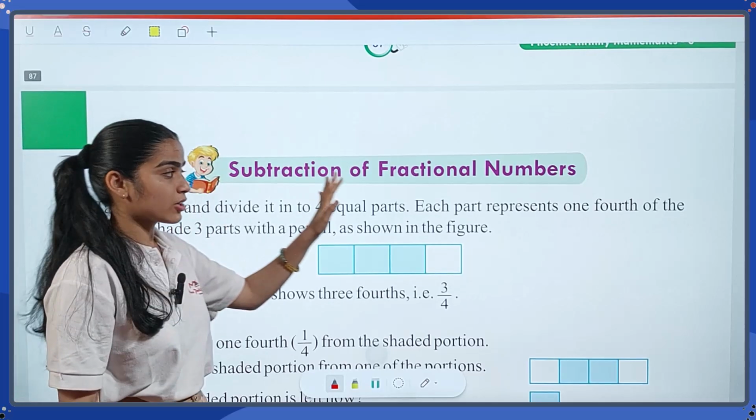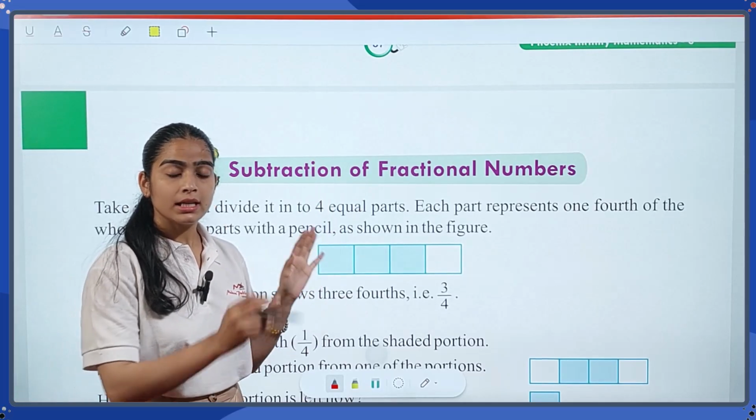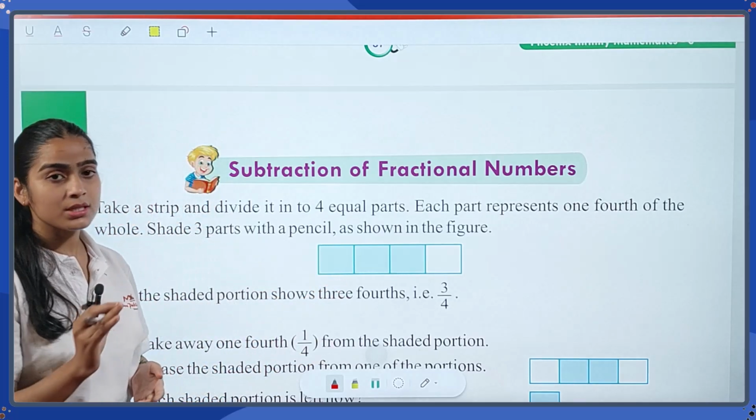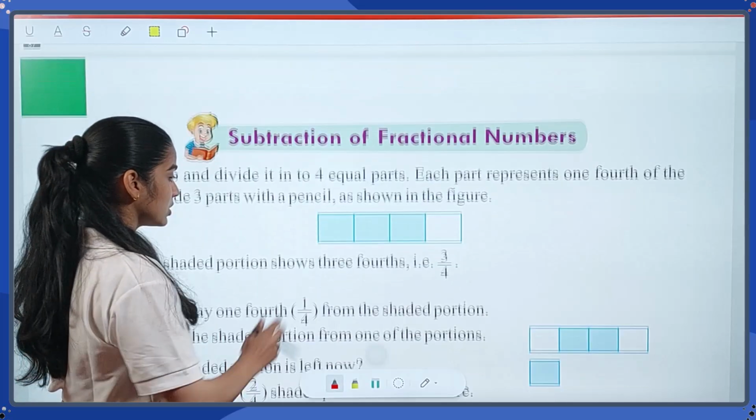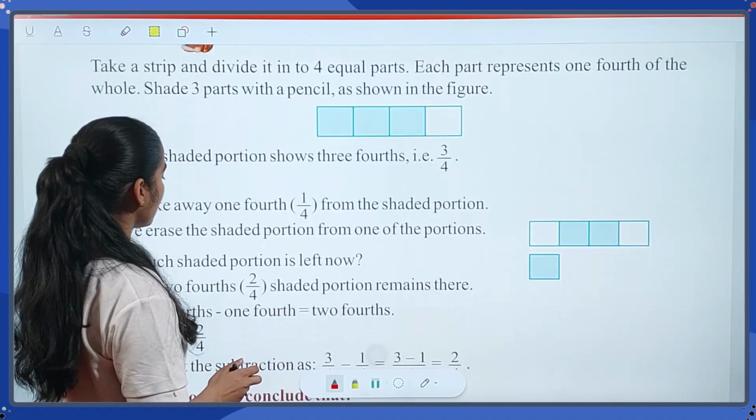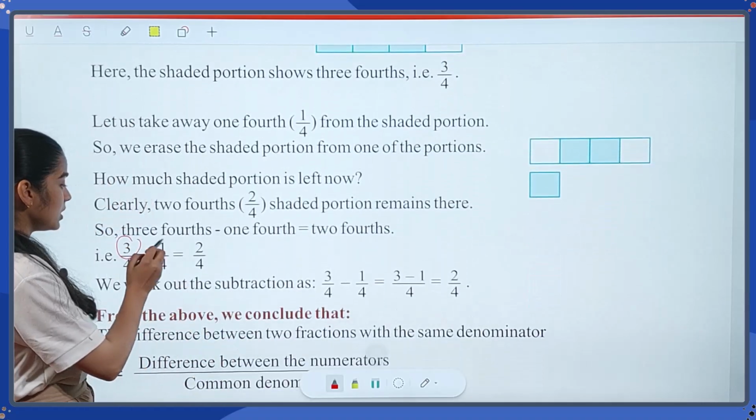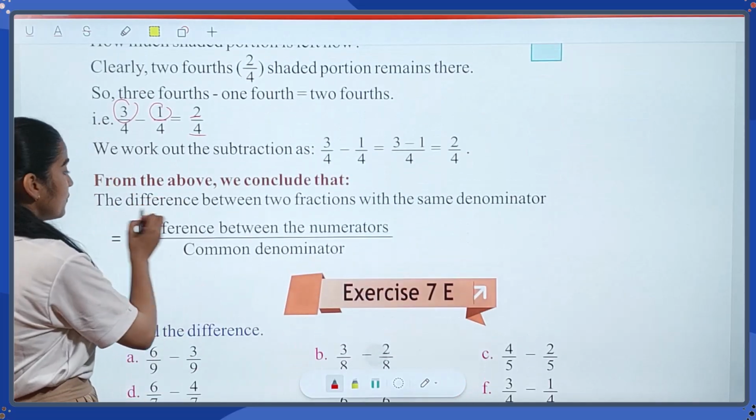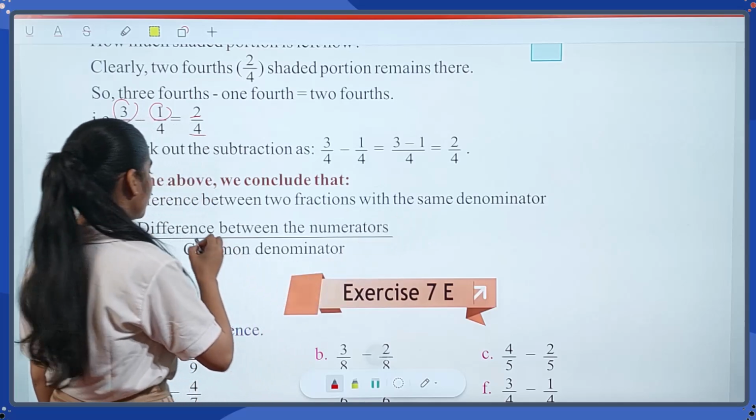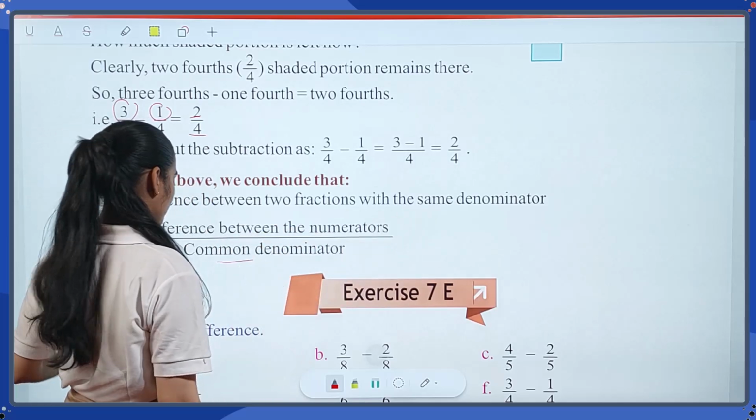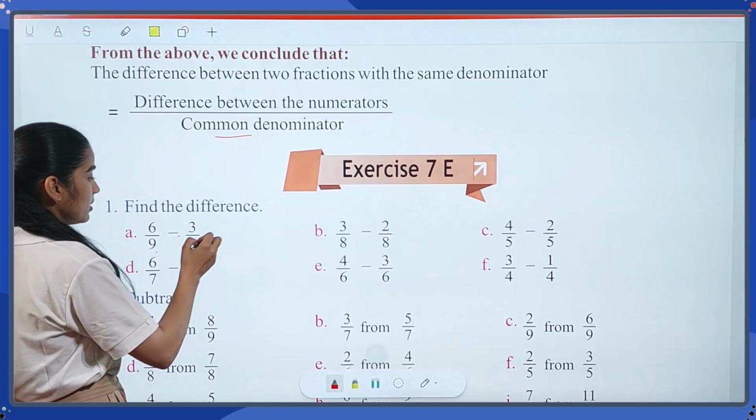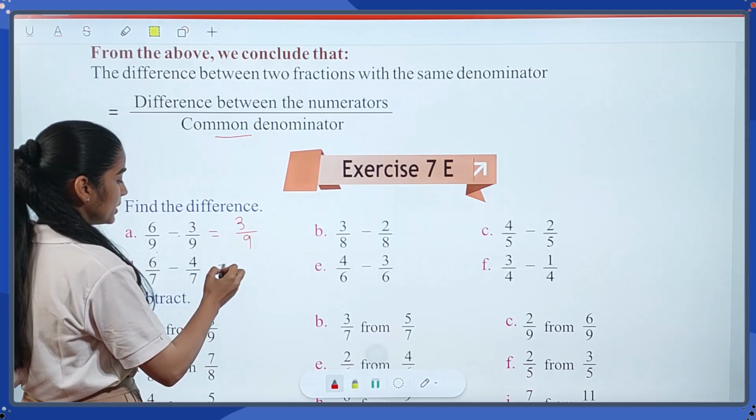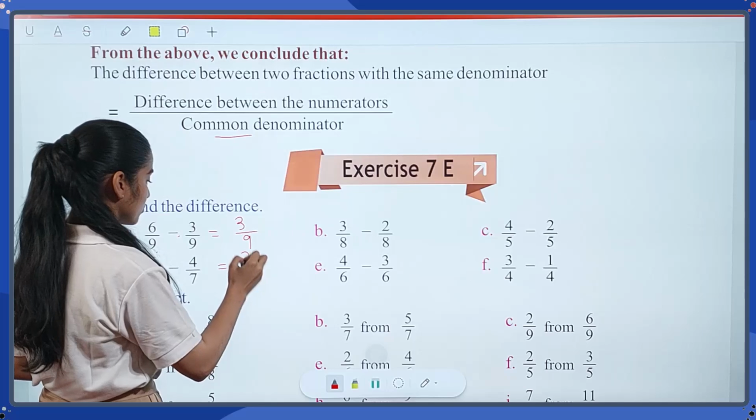Now subtraction of fractional numbers. The same process we applied in addition applies here. If we have the same denominator, we can just apply normal subtraction. So we have 3 by 4 and 1 by 4. 3 minus 1 is 2 and the common denominator is here. The difference between two fractions with the same denominator is the difference between the numerators over the common denominator. 6 by 9 minus 3 by 9, common denominator 9 and 6 minus 3 is 3. Common denominator 7, 6 minus 4 is 2. So here is your answer.